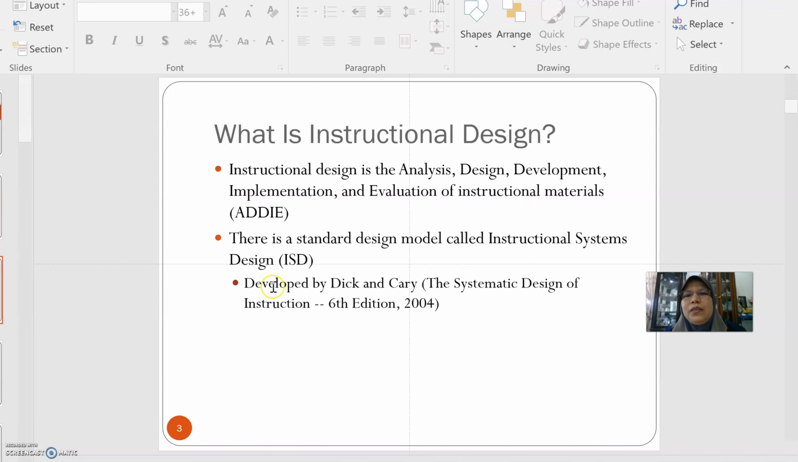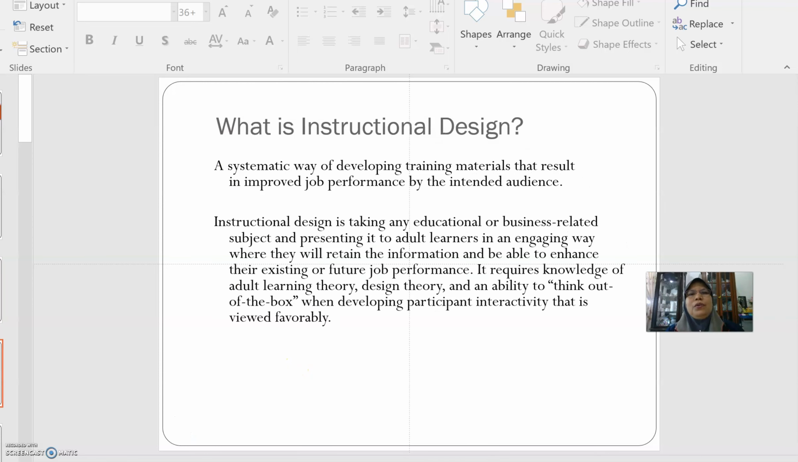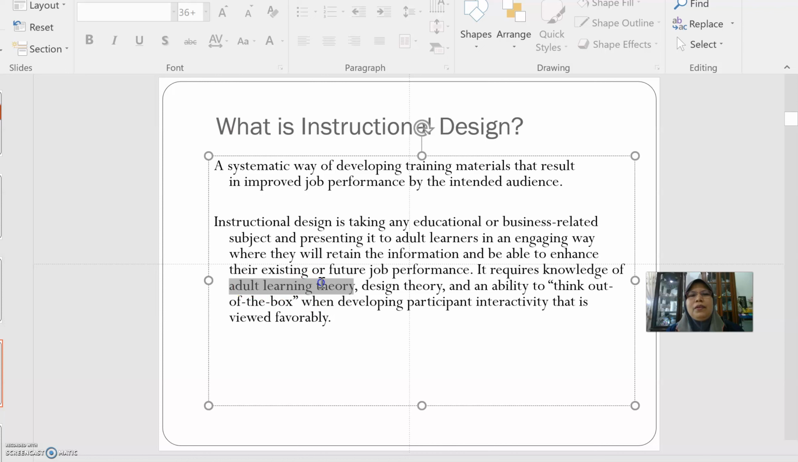If you can see here, ADDIE is one of the models. It's important that we understand what ID is. I want you to go through all this. As you can see, there is no single definition of instructional design. You can Google; there are a lot of definitions. I don't want you to memorize all this, but the underlying principle is adult learning theory.